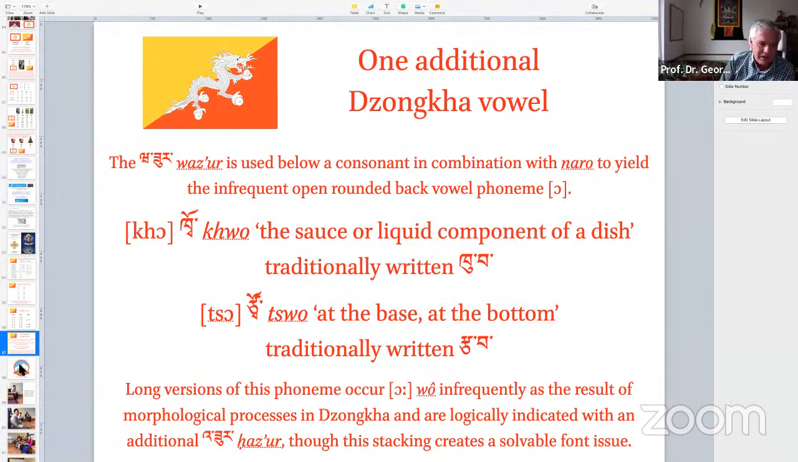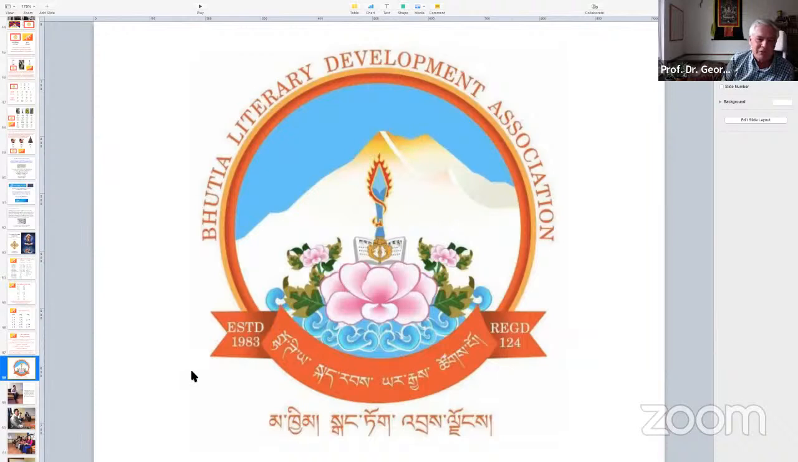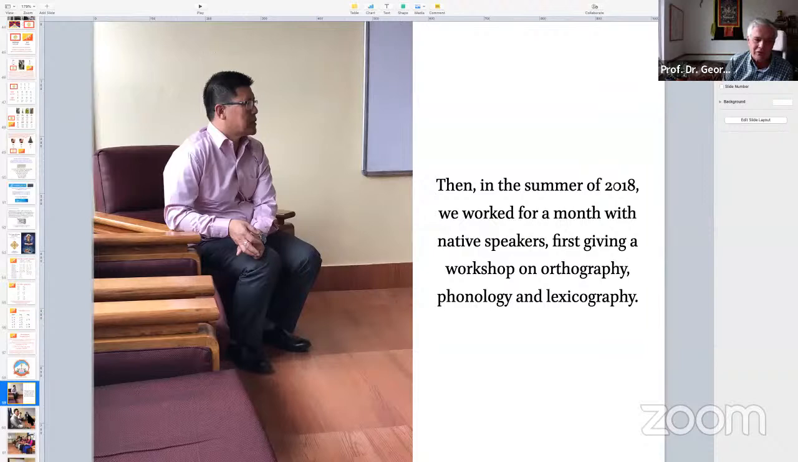So there they are. In Sikkim, you have a very similar situation. And in addition to the Namgyel Institute of Tibetology, you also have this institution where we also work at both institutions on Sikkimese orthography, phonology, and lexicography.